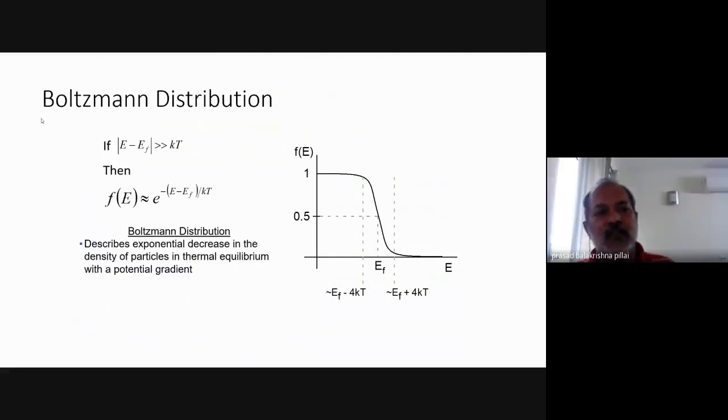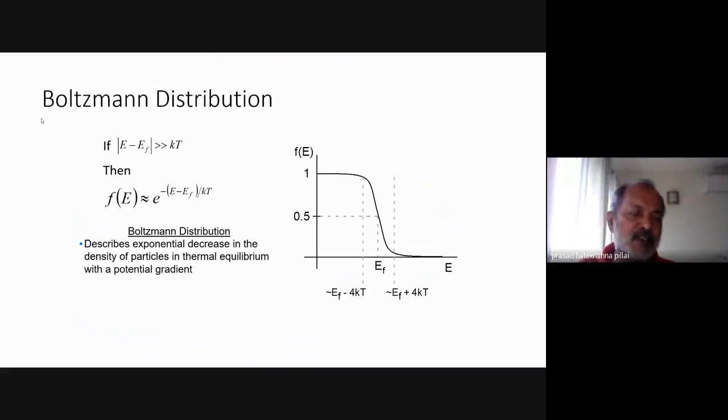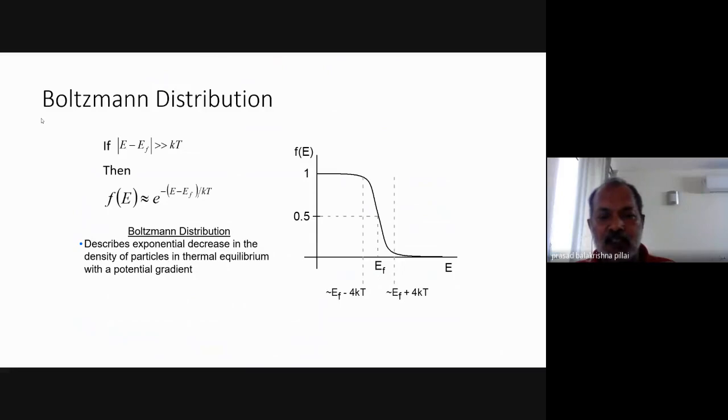So this is the Boltzmann. Very often, when the carrier concentration is low, we can talk of the Boltzmann distribution. The Fermi-Dirac distribution can be approximated to the Boltzmann distribution. Only when you have a large concentration of carriers, which very often happens in microelectronics, the Fermi-Dirac distribution law may have to be invoked.